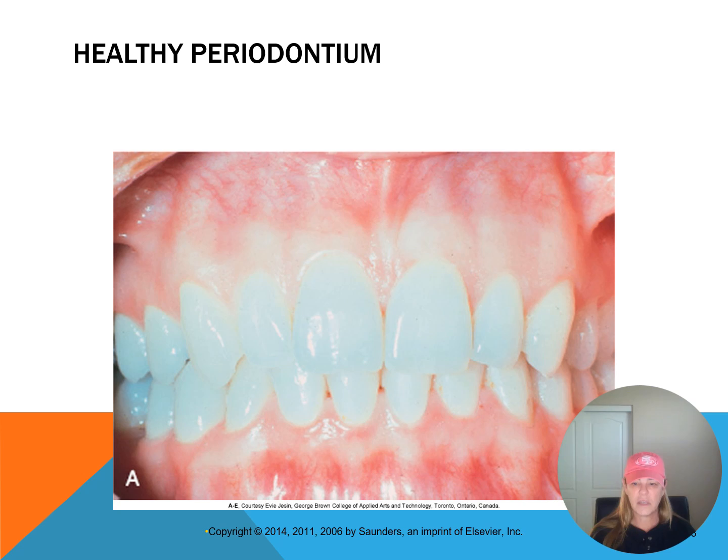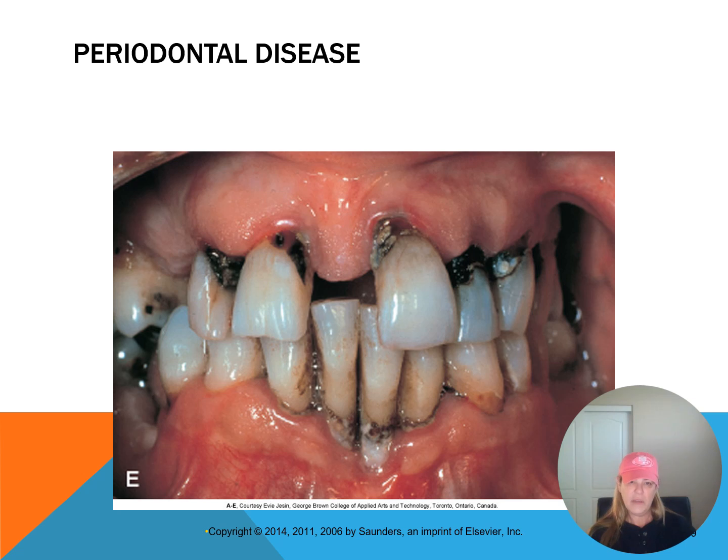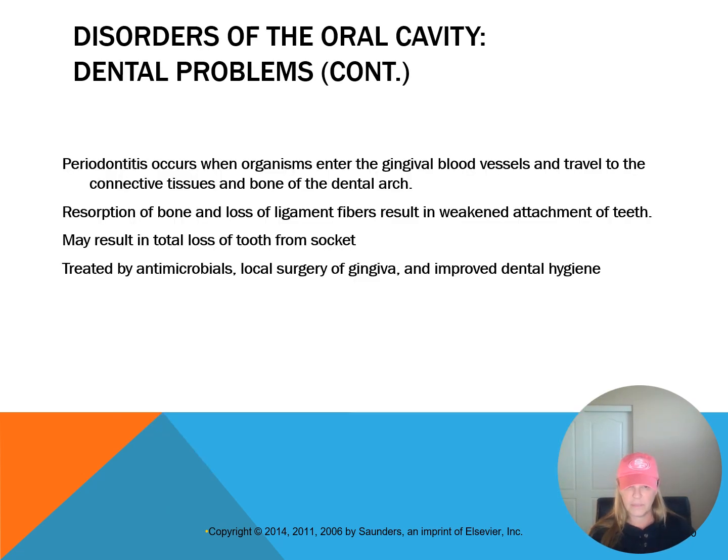So this is a sign of healthy periodontium. And let's see a sign of disease. You can see the black buildup of all the plaque that is around the gums and the teeth. So it may result in losing teeth or weakening teeth.